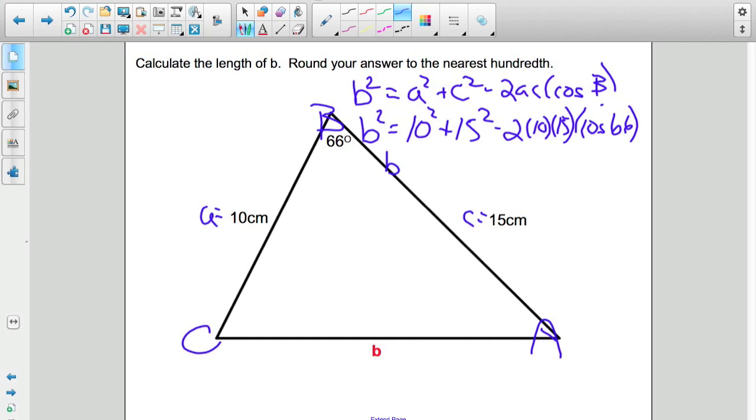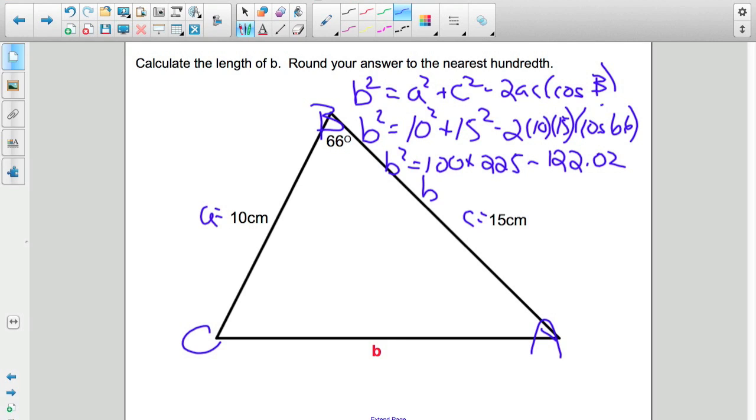So B squared is equal to 100 plus 15 squared, which is 225, minus 2 times 10 times 15 times cos of 66, which is the same as 300 times the cos of 66. Calculators, pretty calculators: 122.02. Again, I strongly encourage you to have your calculators and punch it in as we go along. That way you know you're punching it in right and getting the same answers that we're all getting.